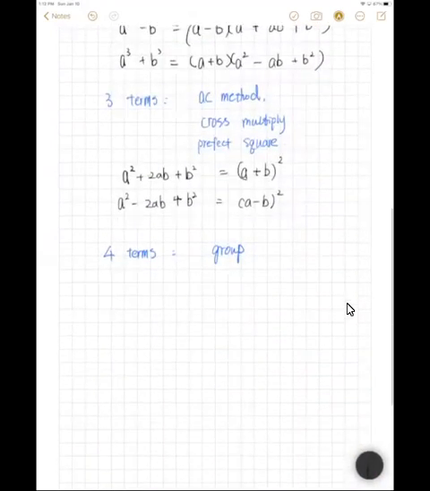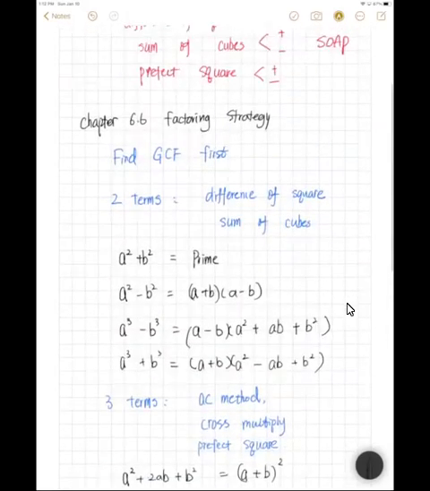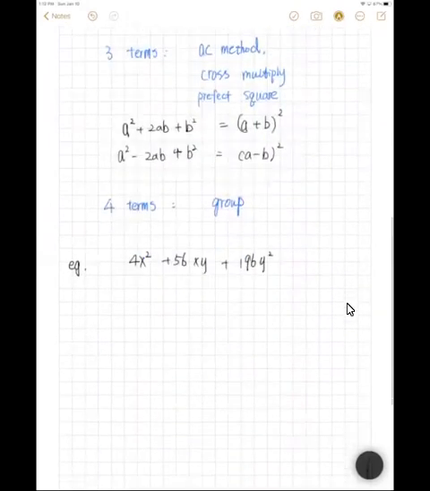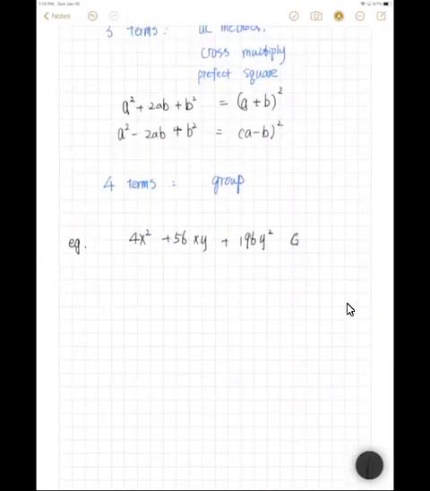So now let me give you some examples. I have 4x squared plus 56xy plus 196y squared. Remember what I said? Always find the greatest common factor first. That means we want to factor that part out. What is the greatest common factor? In this case it would be 4. So I factor the 4 out, and I have x squared plus 14xy plus 49y squared.